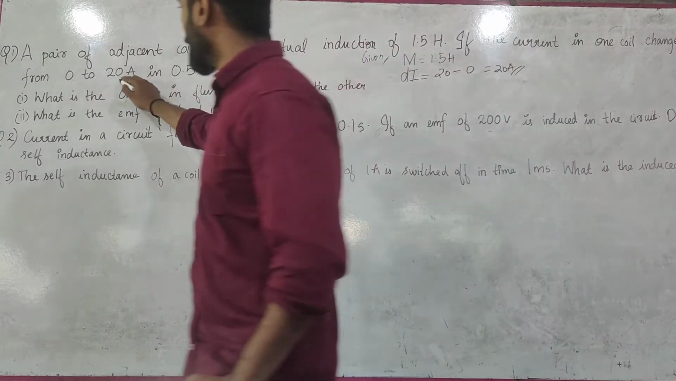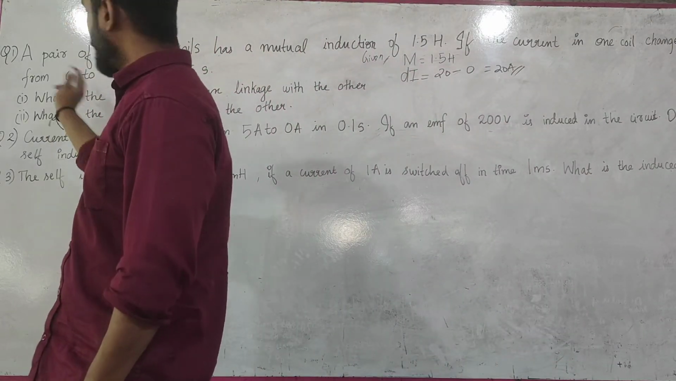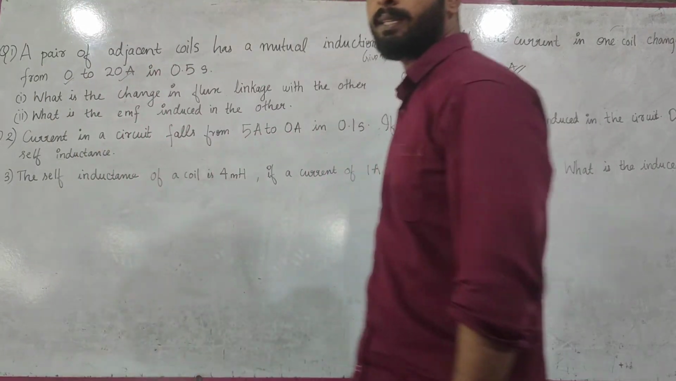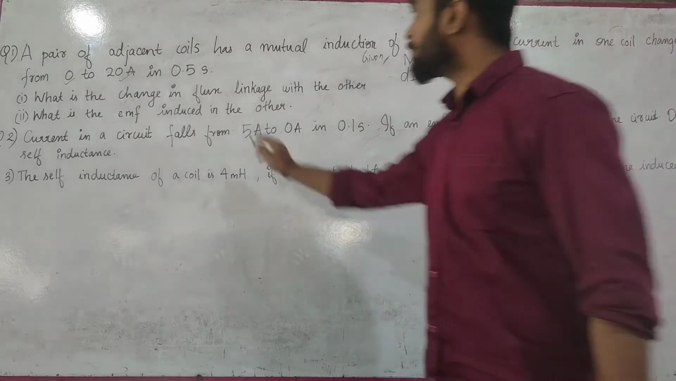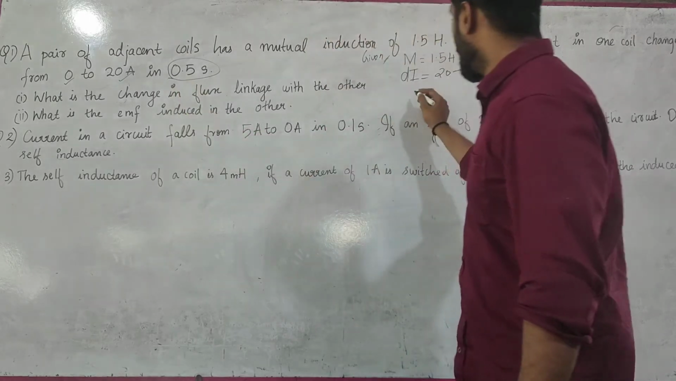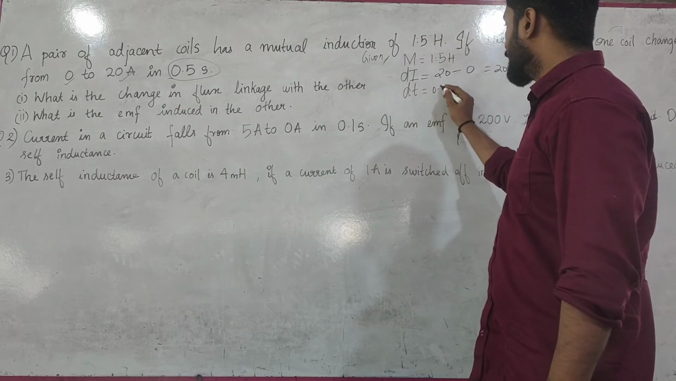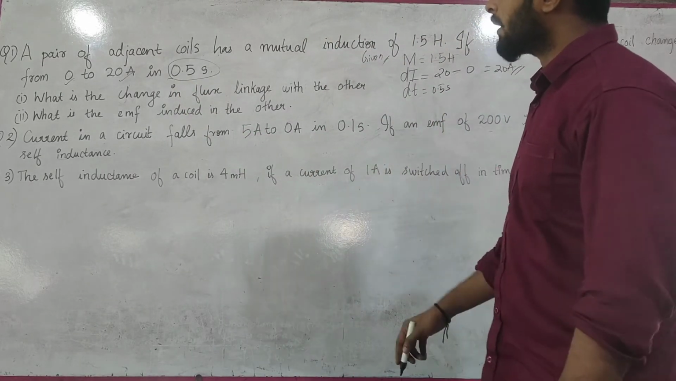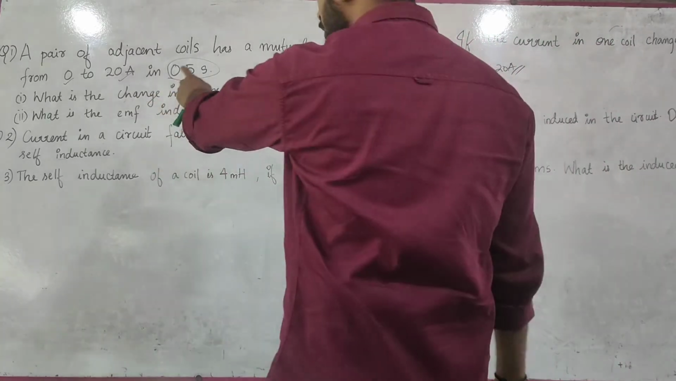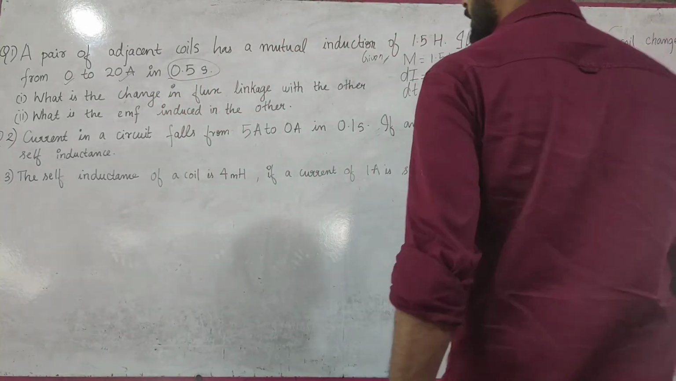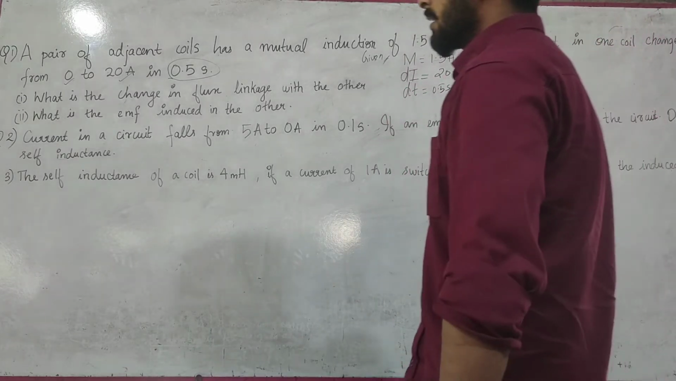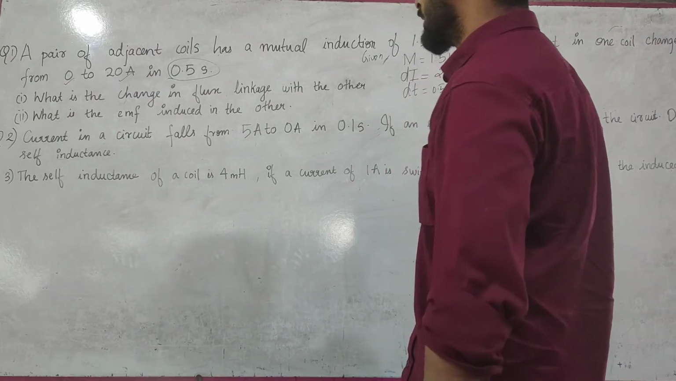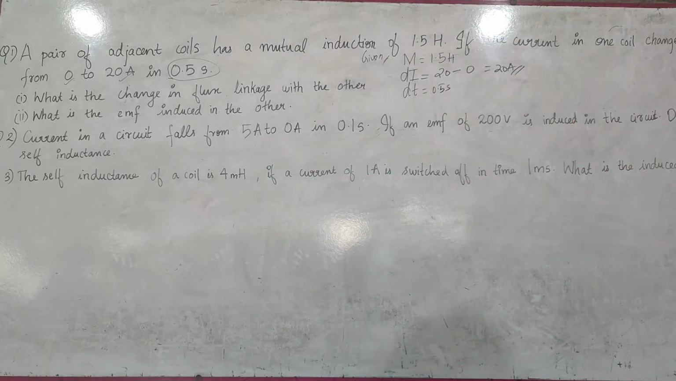Because the final current is 20 and the initial current was 0, the change in current becomes 20 minus 0, it's 20. So 20 ampere is your change in current, that is di, in 0.5 second. So they have given you dt also. dt is 0.5 second. And what you have to find: what is the change in flux in the other coil? And then what is the EMF induced in the other coil? How will you find the change in flux? How will you find phi from here?